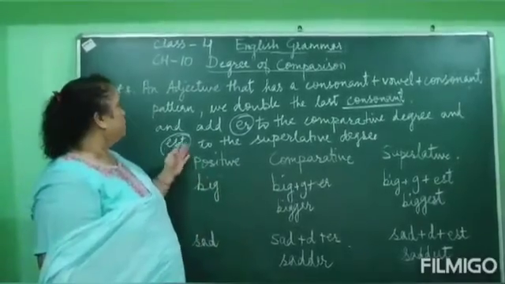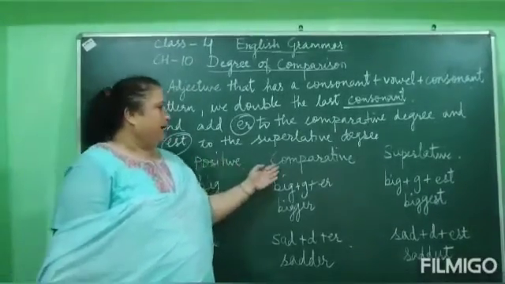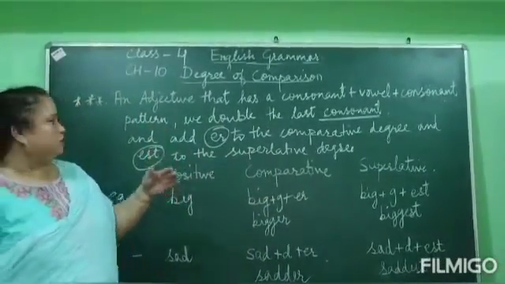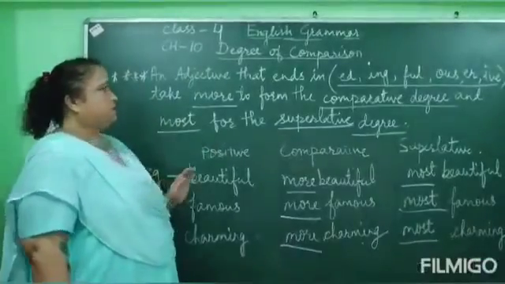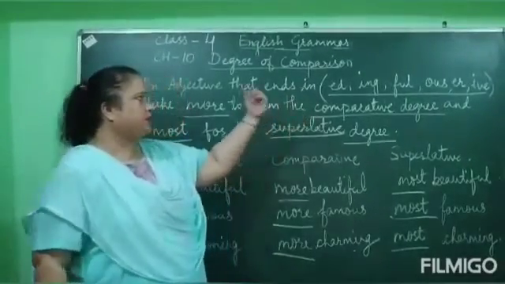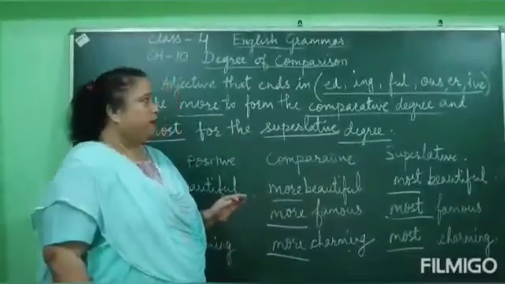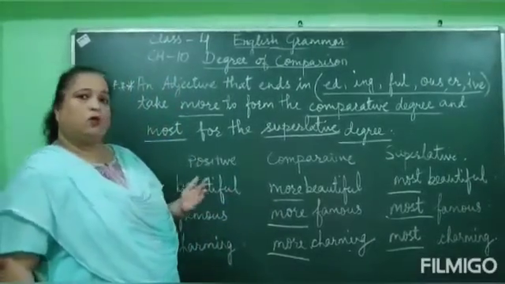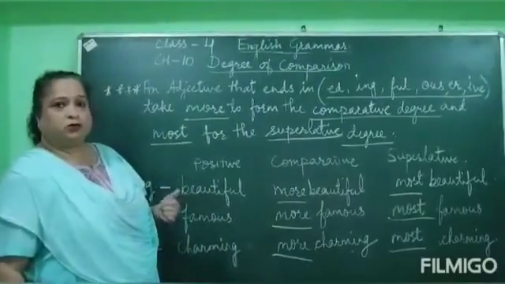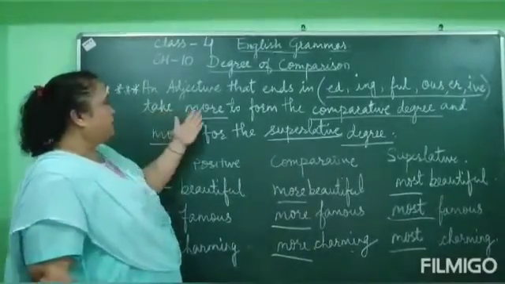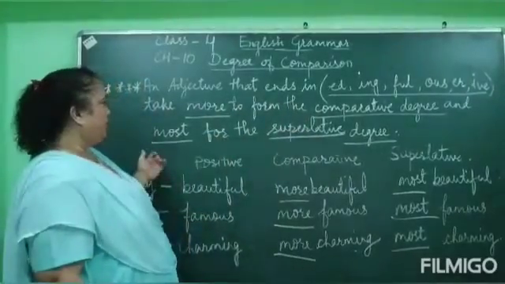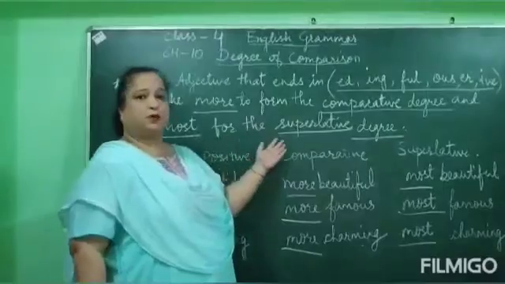I hope you have understood the third rule of forming comparative and superlative when we have the consonant, vowel and consonant pattern. So now let us discuss the fourth rule. An adjective that ends with the following, that means with ed, ing, ful, ous, er or ive. What do we do to these words to form the comparative or the superlative degree? We add more to the form to form the comparative words, and we add most to form the superlative degree.